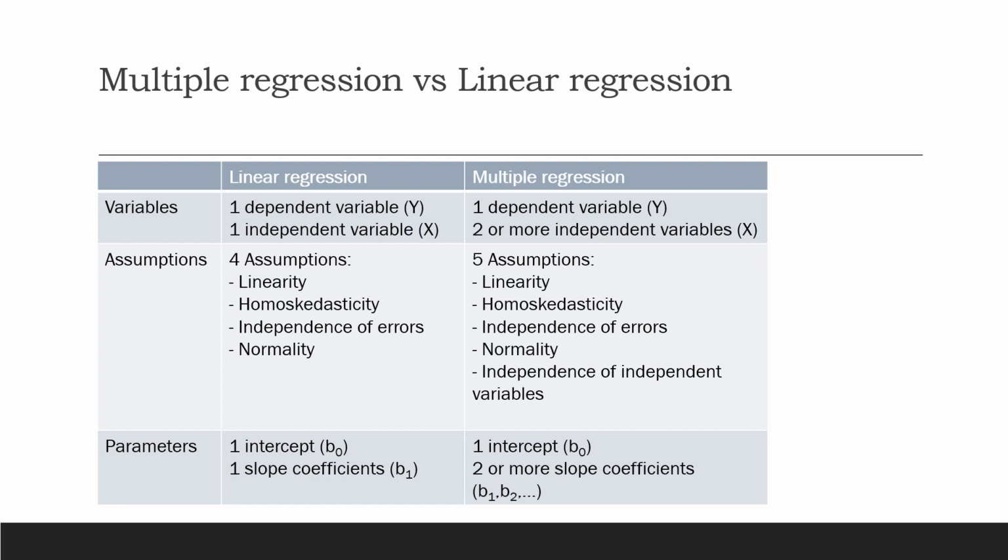Multiple regression also has more assumptions than linear regression. The difference is that multiple regression has the assumption of independence of independent variables, because there are two or more independent variables, and they need to satisfy the condition of independence between the different independent variables. We will look into more details of the total 5 assumptions, so you can understand more about it.